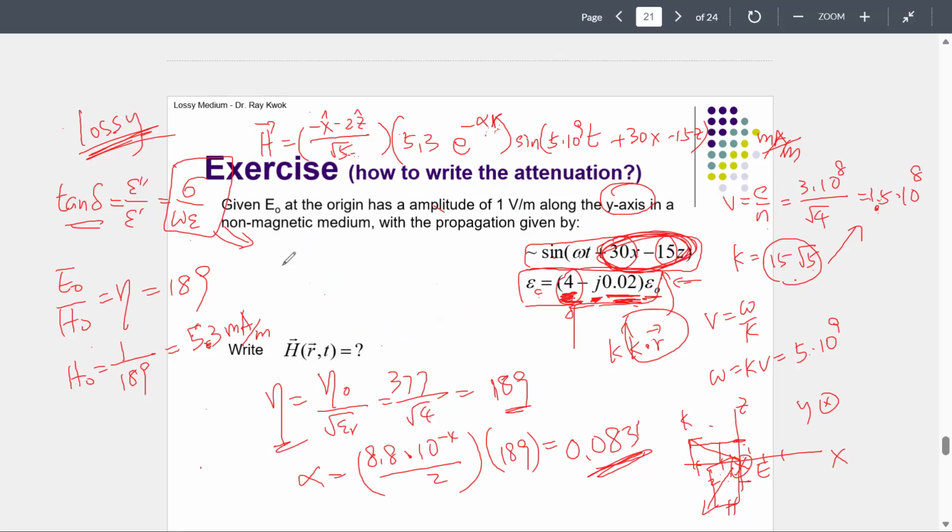So e to the minus alpha R, I can write e to the minus alpha as 0.083. And what do I do with the R? This is the K hat without the hat. So what is my K hat? This is my K. My K hat is, 2-to-1 ratio, right? Minus 2x hat plus Z hat, normalized by 5. This is my K hat. K hat without the hat, so I put minus 2x plus Z over 5 here.